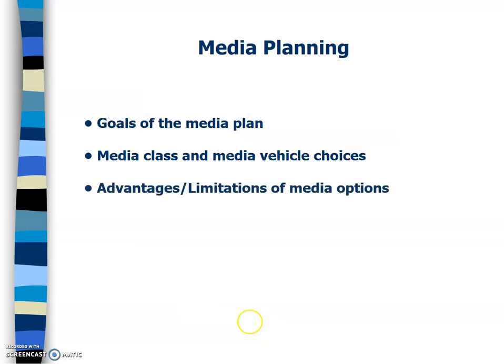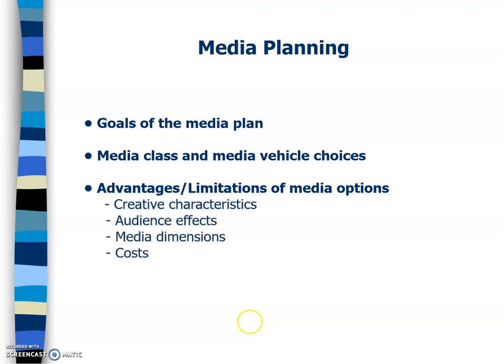So the next issue is understanding not just the media class and media vehicle choices that are out there, but also the advantages and the limitations of each of them. Now, there's a section at the end of this PowerPoint that I'm not going to go through, but you can go through on your own time. It lists the strengths and weaknesses of each media type, mostly the traditional media. But for now, let's just look at the different characteristics. We've got creative characteristics, audience effects, media dimensions, and costs. And we need to know each of these dimensions. Okay, so we'll talk about it next.